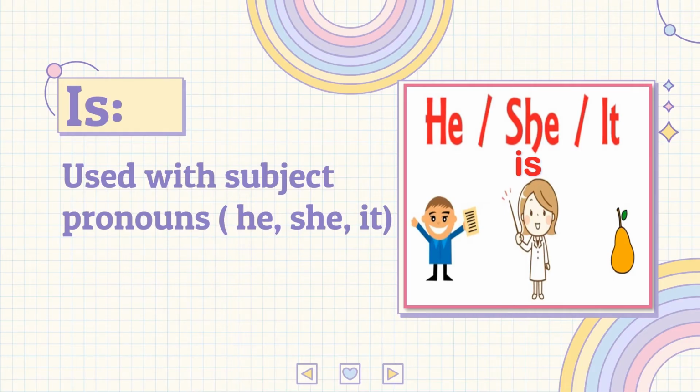Number 2 is. It's used with subject pronouns he, she, and it. So I can say he is, she is, and it is.